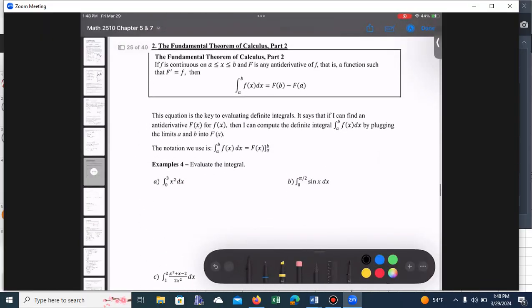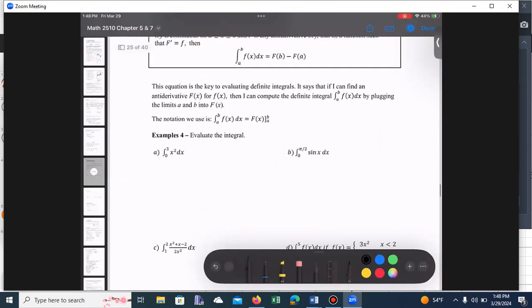So we want to really define this out. The integral from a to b of f of x dx is just taking the antiderivative at b and subtracting the antiderivative at a.